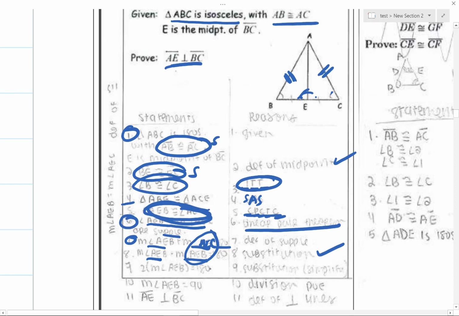And then, so then combining like terms or simplifying, there are two of those angles, and then simply dividing both sides by 2, they got 90 by your division property of equality. And then because they make a 90-degree angle, then the lines that make them must be perpendicular by the definition of perpendicular. Yahoo!